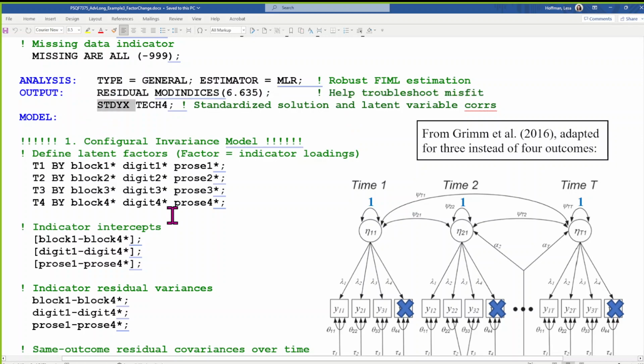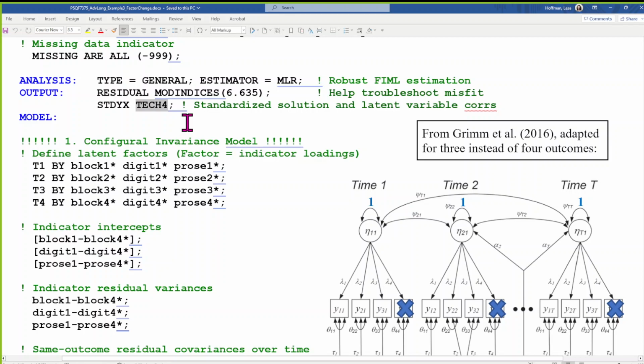Standardized solution, I don't think I'm using it in this example, but I typically have this when I do SEMs. That puts everything in a correlation metric. And Tech4 is a piece of output that spits out means, variances, and covariances for your latent variables specifically. So that output can be helpful in conceptualizing what the growth model is actually trying to predict when it comes to the latent factors themselves.